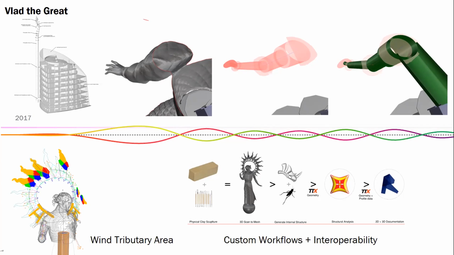On the bottom left there, we are measuring tributary area for wind analysis on the flames of the halo of the statue. A very difficult thing in 2 dimensions to figure out, but easy enough with the right tools in 3 dimensions.